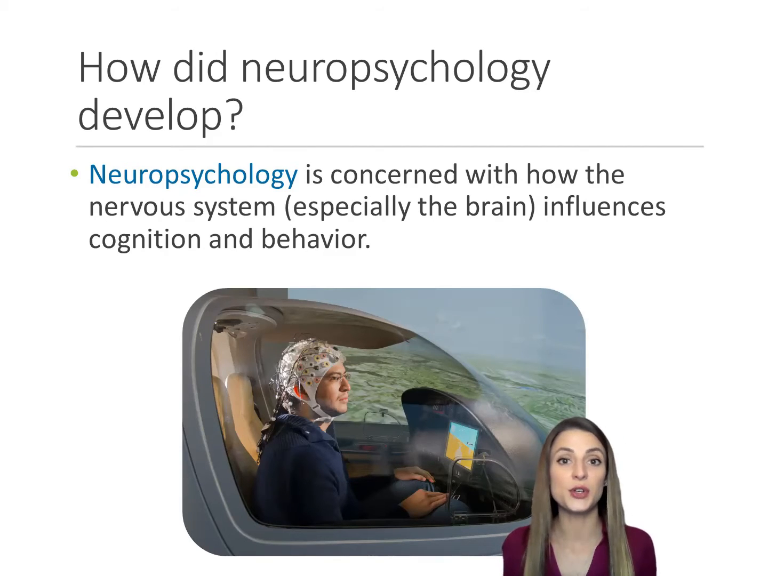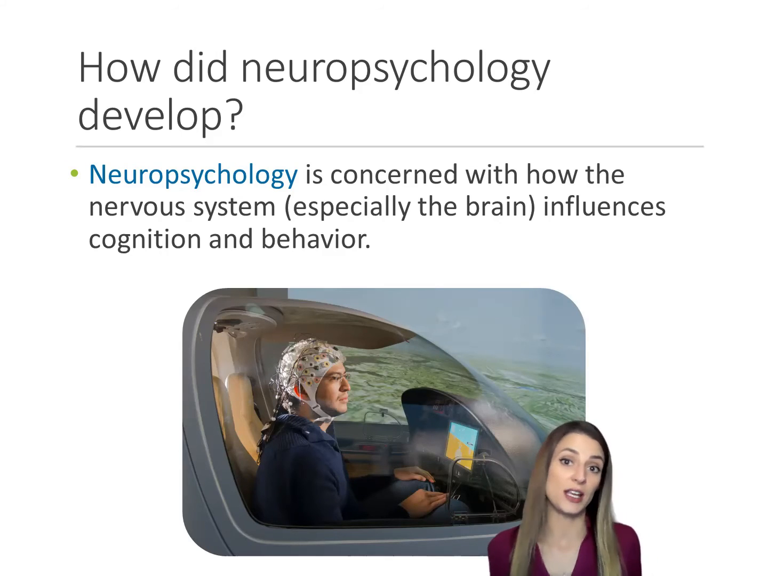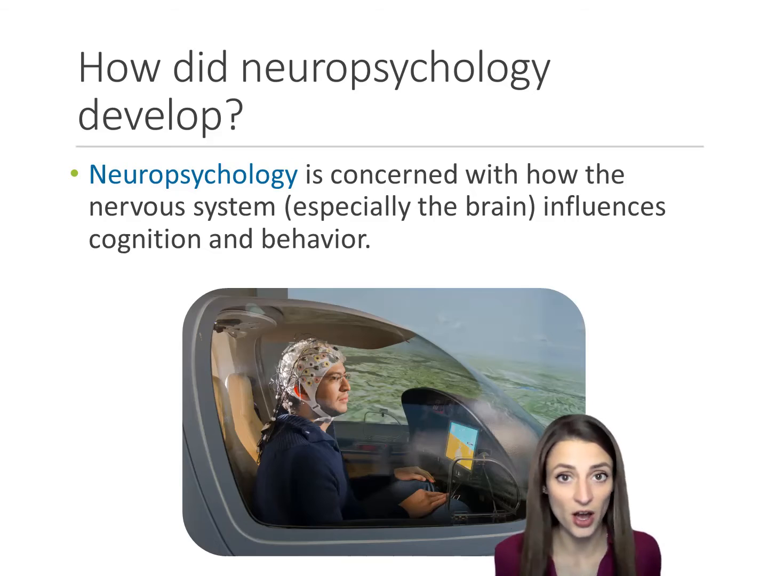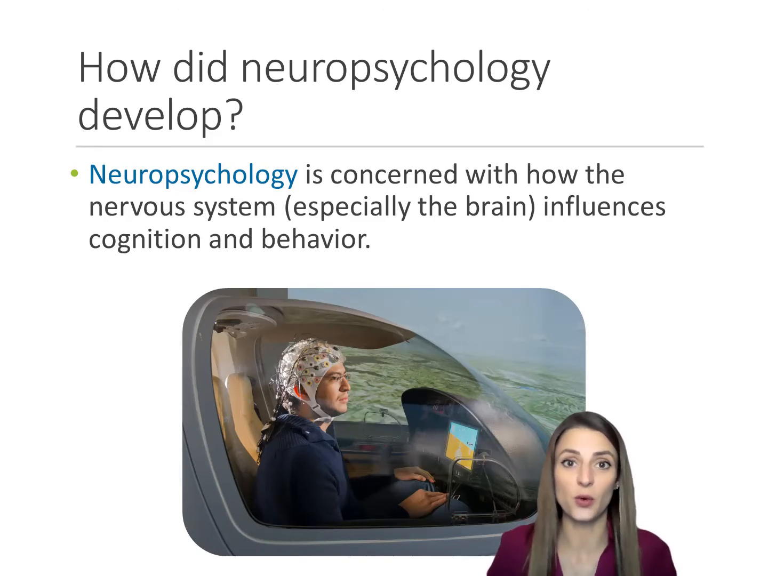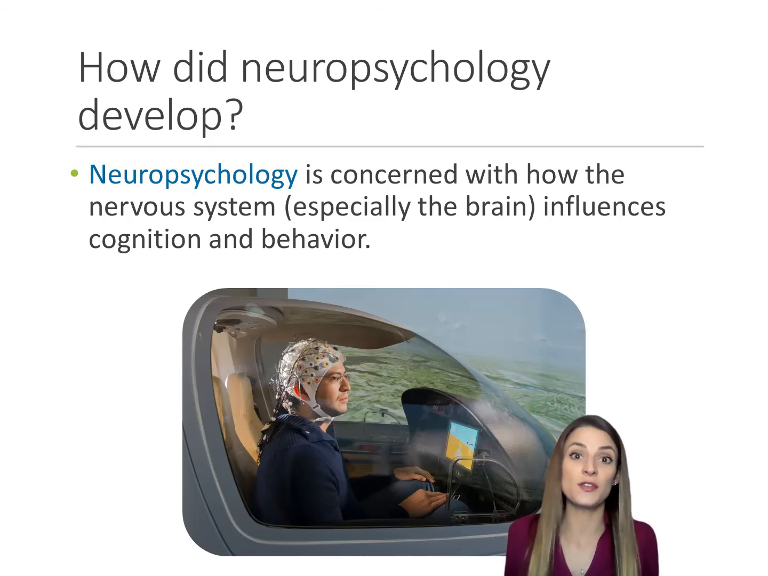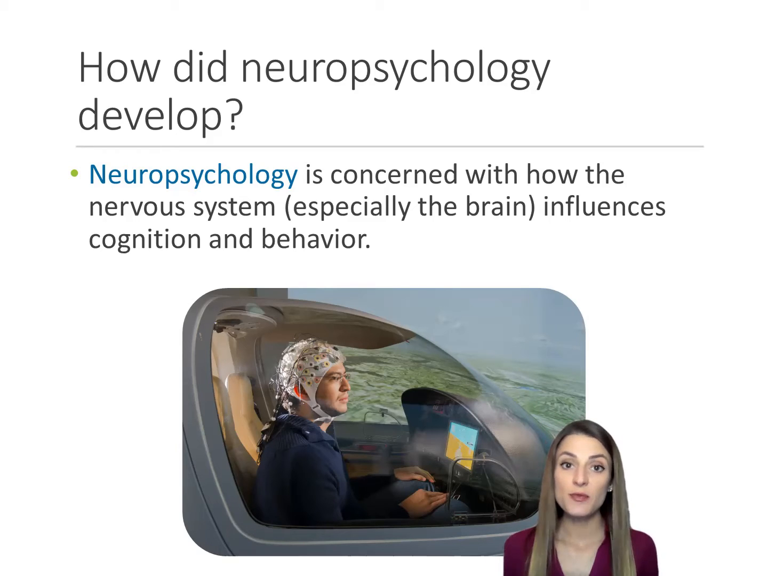For instance, neuropsychologists might ask questions like, what does the brain do when we speak? What does the brain do when we run a marathon? What does the nervous system do when we study for an exam? What does the nervous system do when we're asleep? All of these questions might be of interest to them. This subfield of psychology is also known as physiological psychology or neuroscience.